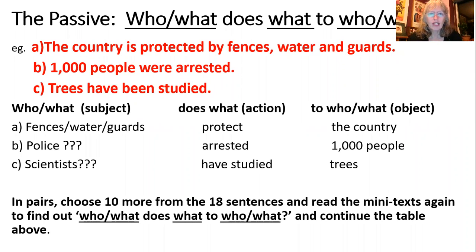And number C, trees have been studied. So who did the action? We don't know. It's not important in a passive sentence, but it's probably scientists or students. The action was studied and they did it to trees. Okay, so if it helps, then you could do some more reading and analysis to break down the sentences in this way.